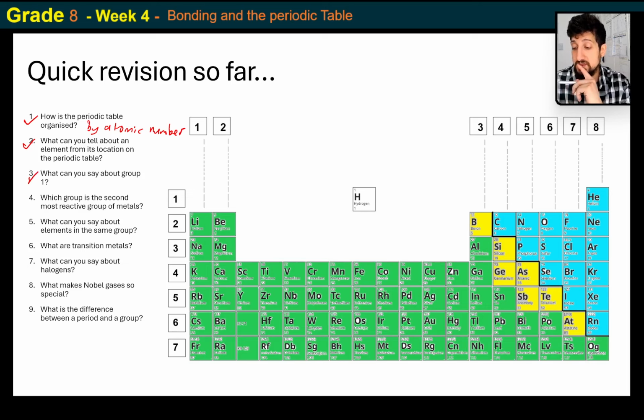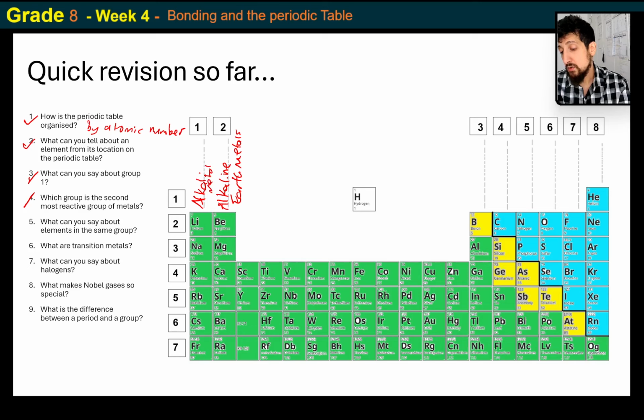Which group is the second most reactive group of metals? Well, we've already answered that one as well. It is group 2, also known as alkaline earth metals. And these ones are called alkali metals. So we've got alkali metals and alkaline earth metals. Alkali metals are by far the most reactive metals. Alkaline earth metals are the second most reactive metals.